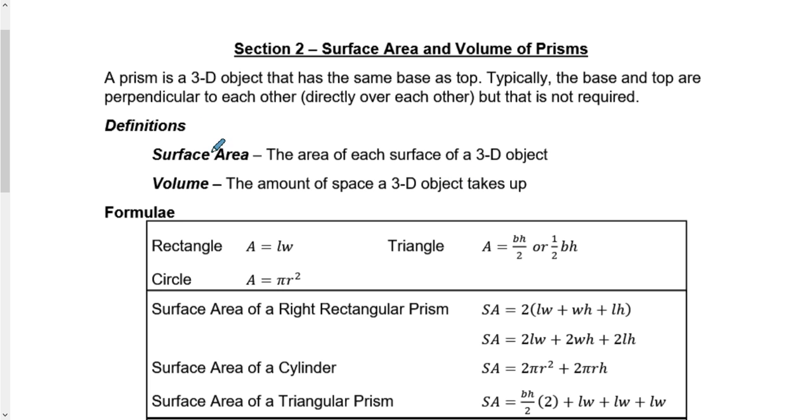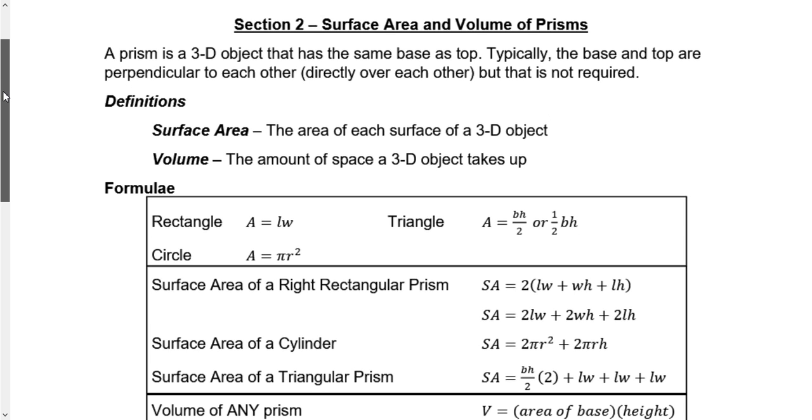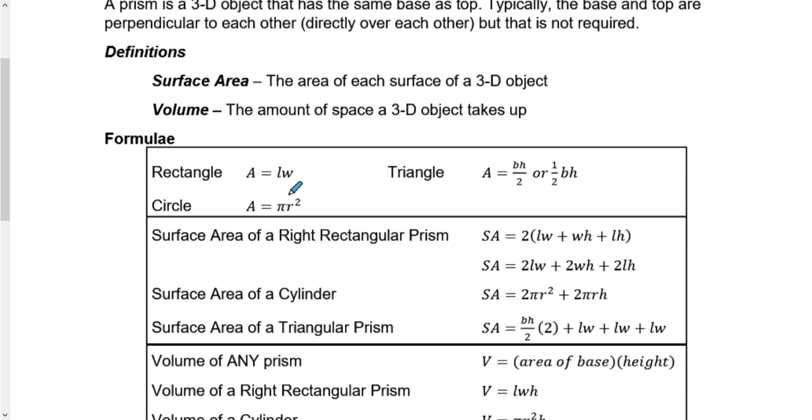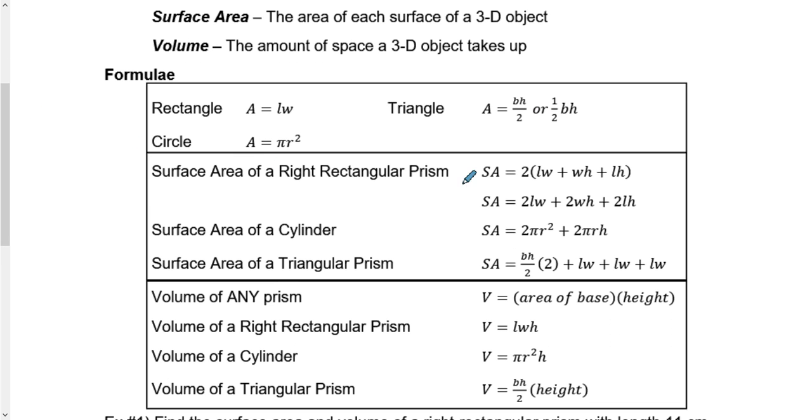So some quick definitions. Surface area is the area of each surface of a 3D object, whereas the volume is the amount of space that a 3D object takes up. Our formulas are some of the common ones. For example, rectangles is length times width, circles is pi multiplied by the radius squared, a triangle is base times height divided by 2, or 1/2 base times height. The surface area of a right rectangular prism is 2 multiplied by length width, add width height, add length height, or we can write it as 2 length width, add 2 width height, add 2 length height. Surface area of cylinders, 2 pi r squared plus 2 pi r h.